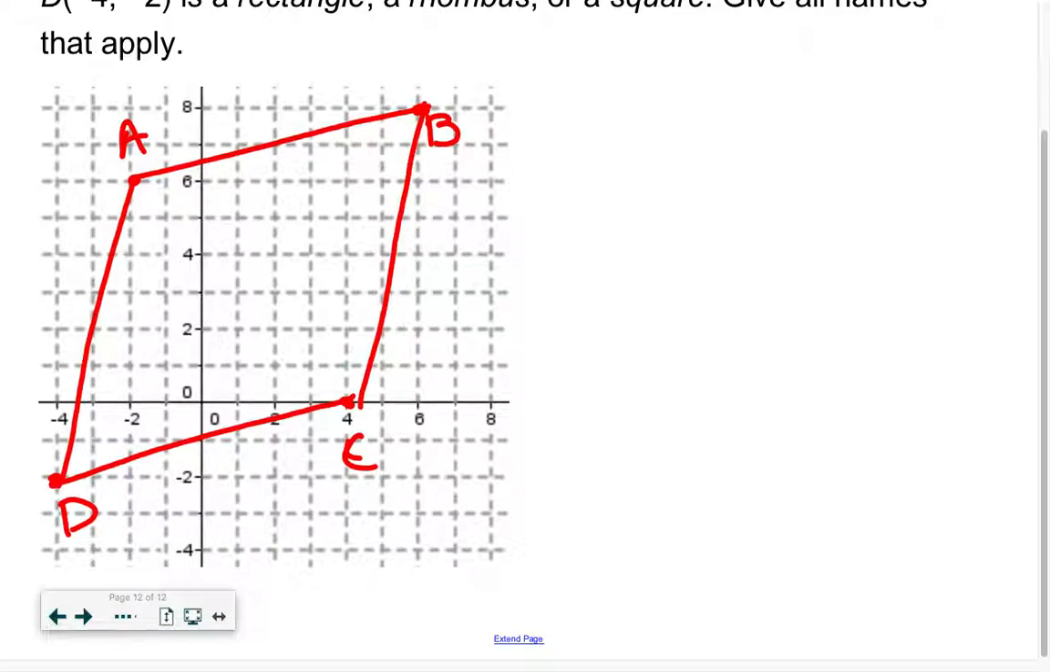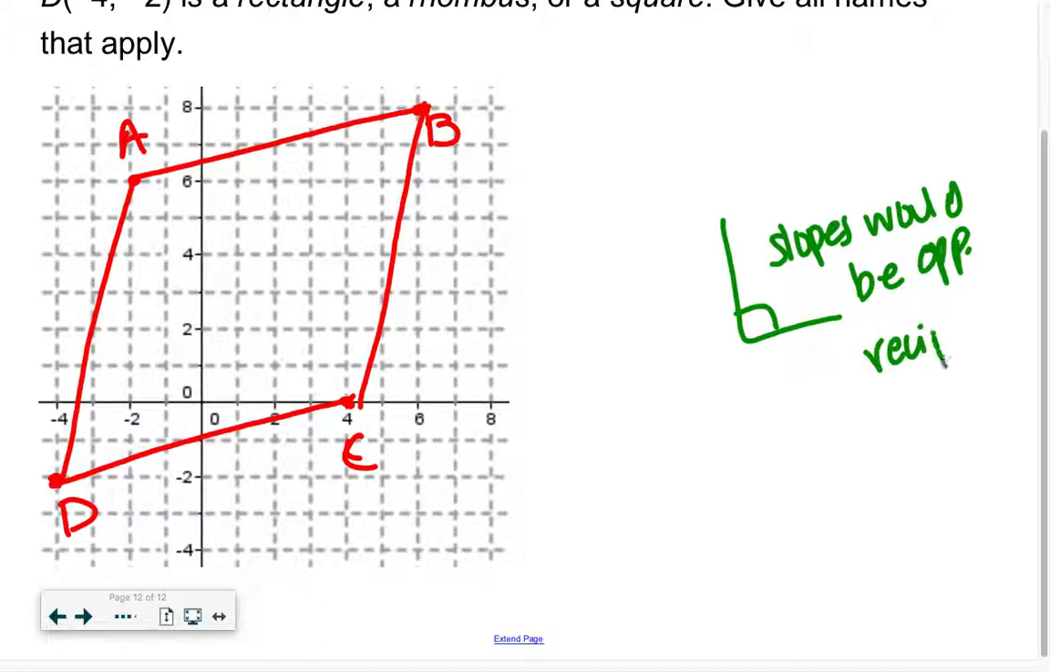Well, remember, if it was a 90-degree angle, then the slopes would be what? Opposite reciprocals. All right? If these lines were perpendicular, the slopes would be opposite reciprocals. So as long as I can prove that for two consecutive sides the slopes are not opposite reciprocals, I will have proven it can't be a rectangle or a square. So I need someone to give me two sides of this shape that are next to each other, like touching.